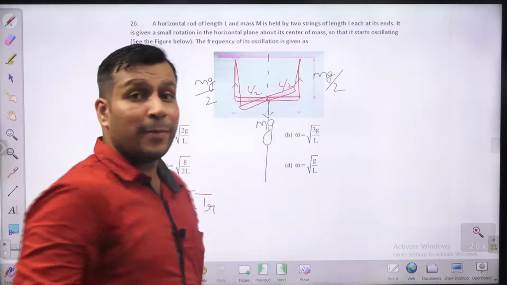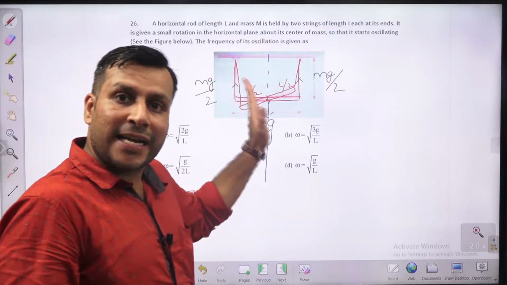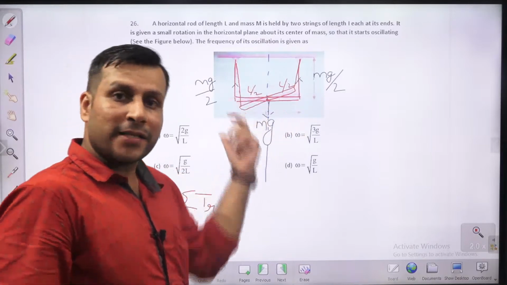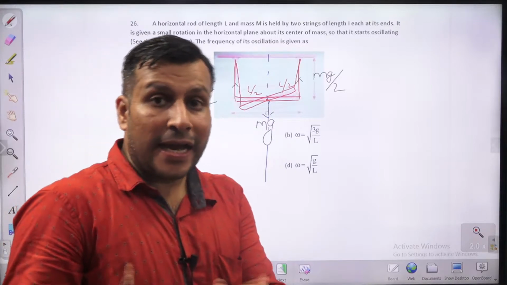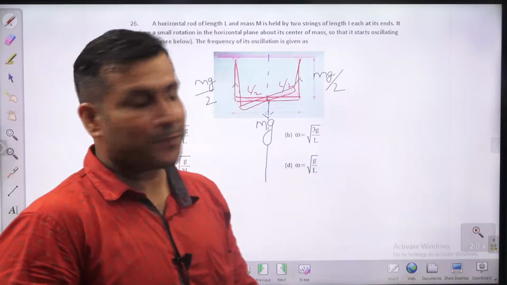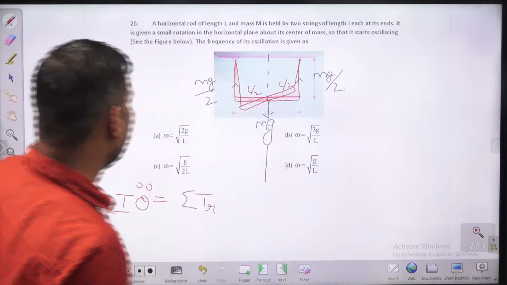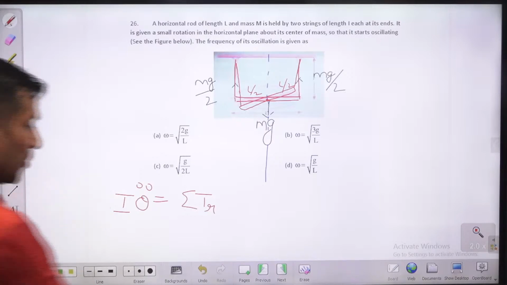But here the moment arm will be L by 2 sin theta. So mg by 2 sin theta into L by 2, that is the torque on this side. And the same on this side, you will get torque mg by 2 into L by 2 into sin theta, where theta is the deflection. So if you solve, you will get some answer. That I am not solving, that is not required also.